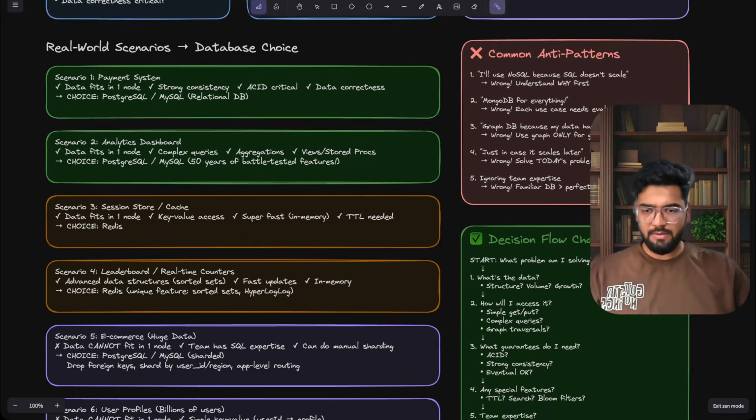Second, you need to have some kind of analytics dashboard. Now, in this case, you need to have some kind of complex queries. You need aggregations just to have some kind of relations between the different analytics.